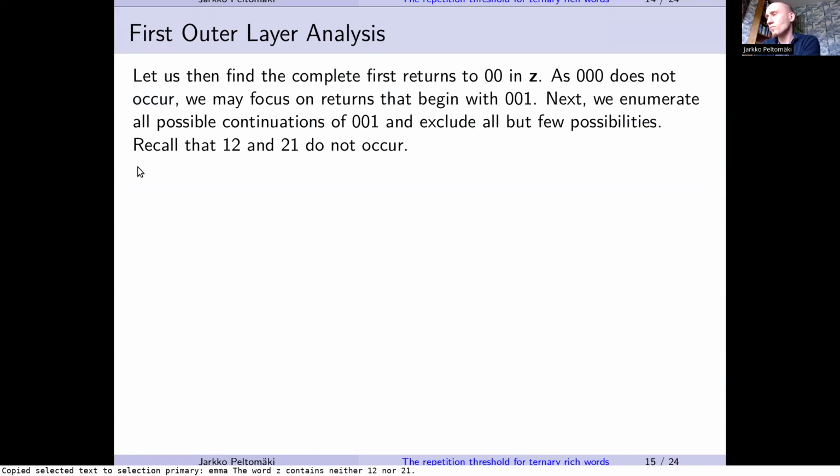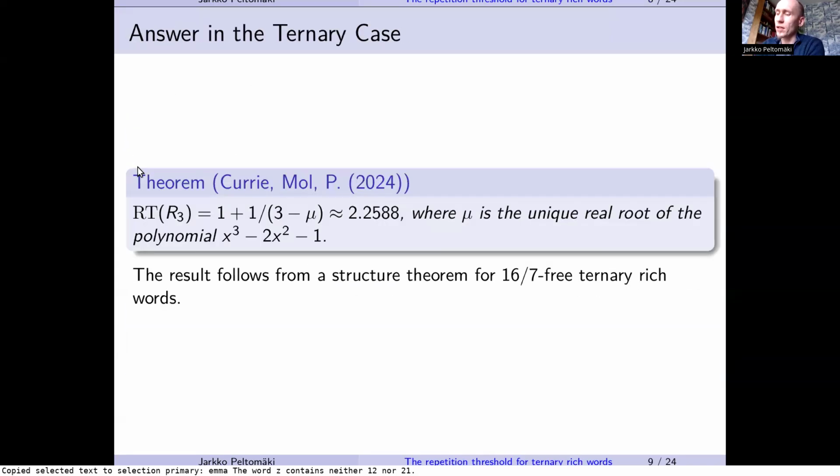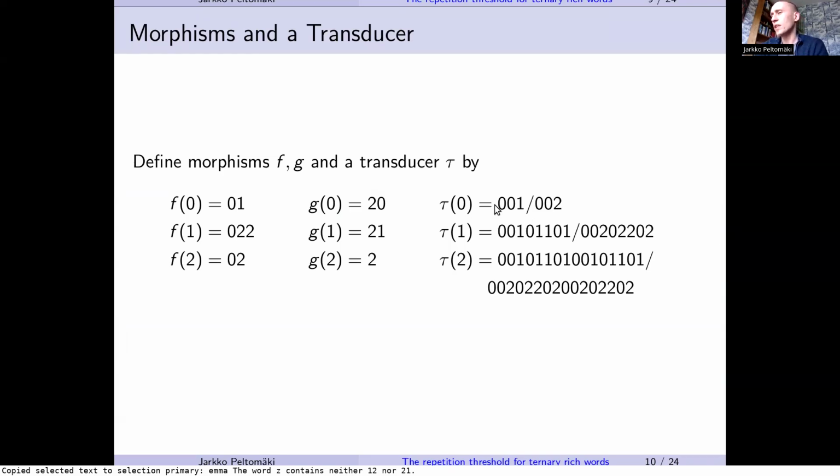And then I'll continue a bit. Okay, maybe I'll go back a bit. If you look at the images of the transducer tau, you see that they all begin with 0, 0, and 0, 0 doesn't have any other occurrence in these images. And all of these images end with a letter that's not 0. So it makes sense to factorize Z according to occurrences of 0, 0 if we would like to desubstitute with tau.